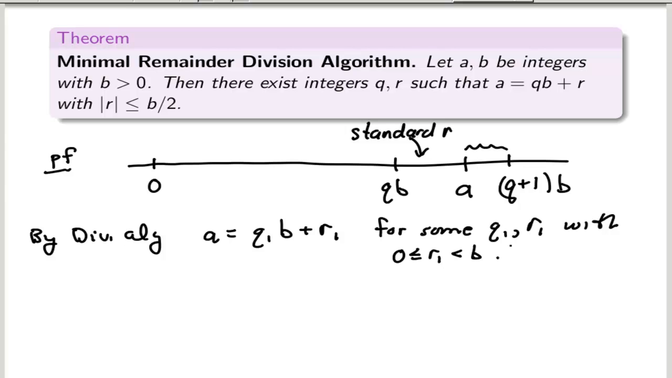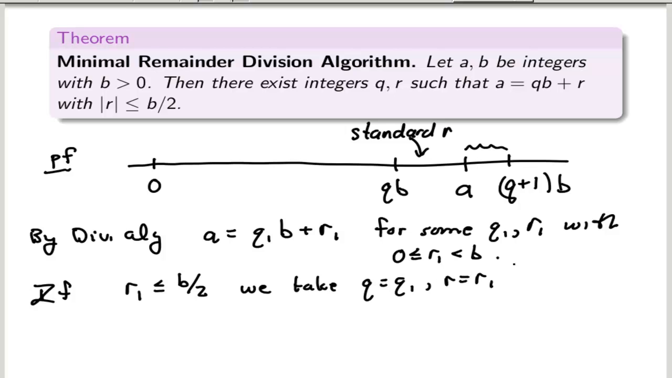Okay, now if the remainder R1 happens to be smaller than B over 2, we're done. So if R1 is less than or equal to B over 2, we take Q to be Q1 and R to be R1, and we're done. So it's exactly the same as the standard algorithm.